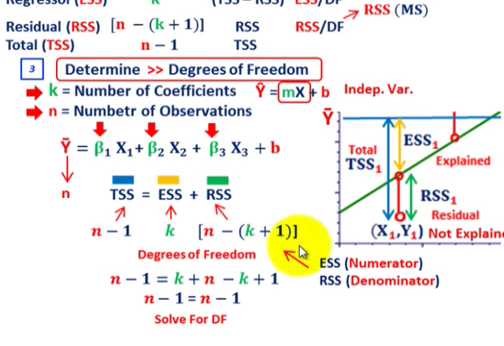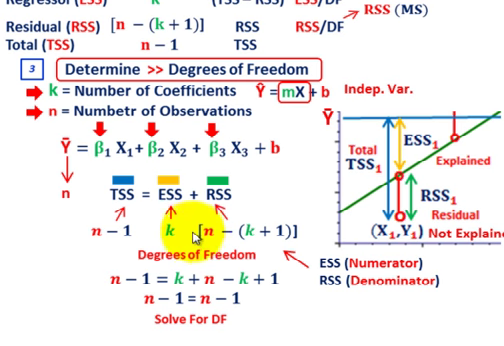Now, it's important because the ESS, that k value, is going to go into the numerator. So if you're using an F test and a table, you have to look at the numerator value and compare it to the denominator value. The RSS is in the denominator, because that's how the ratio works out. Okay, so TSS: n minus 1 degrees of freedom, the number of data points. ESS: just k, the number of coefficients. And then RSS: n minus the quantity k coefficients plus 1.